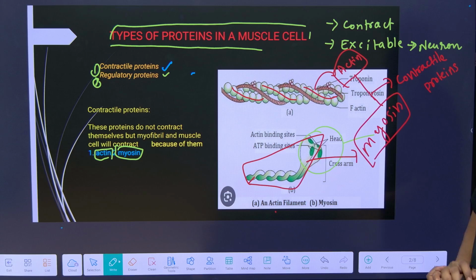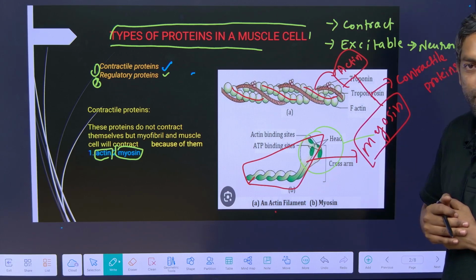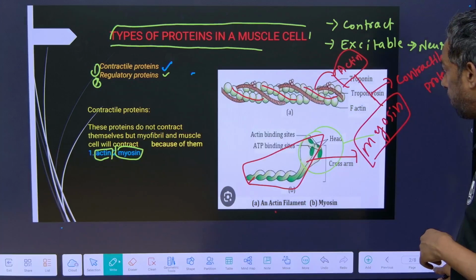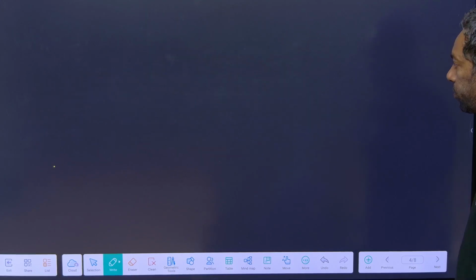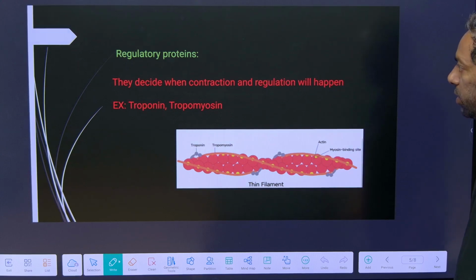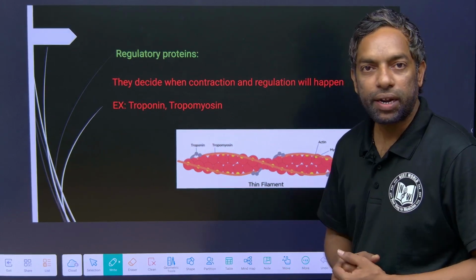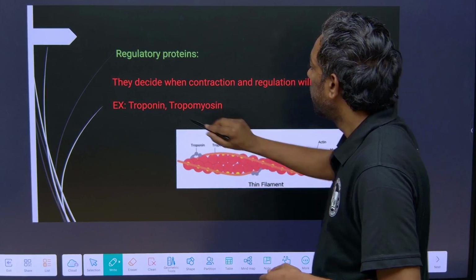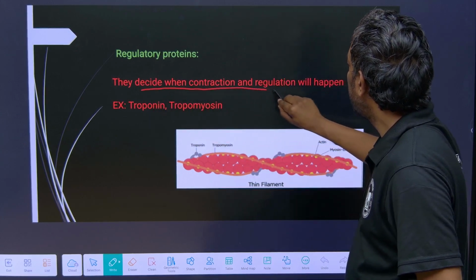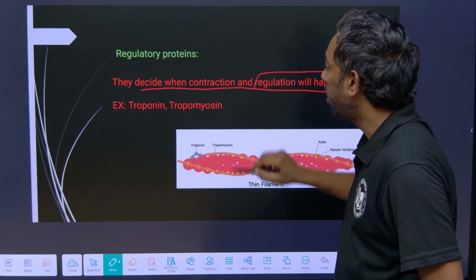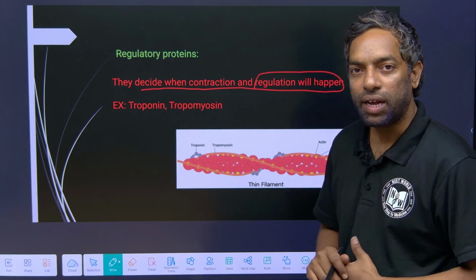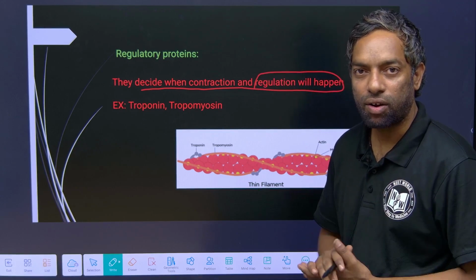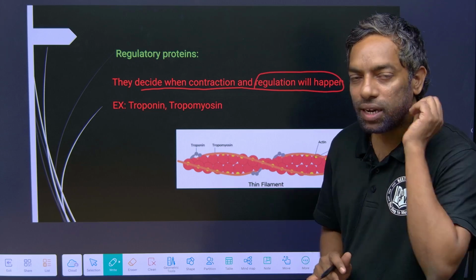Actins and myosins are the contractile proteins. We are going to discuss these proteins. There are also regulatory proteins, which decide when muscle contraction is going to happen or not. They can regulate the muscle contraction.